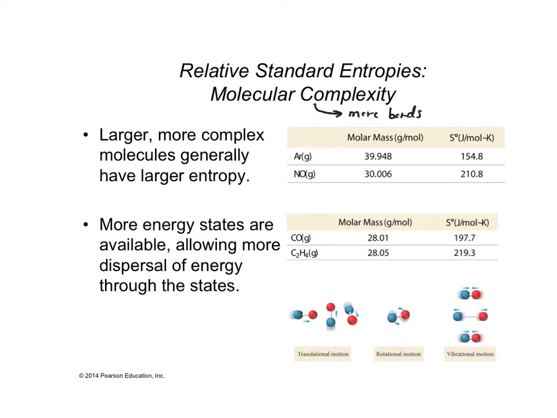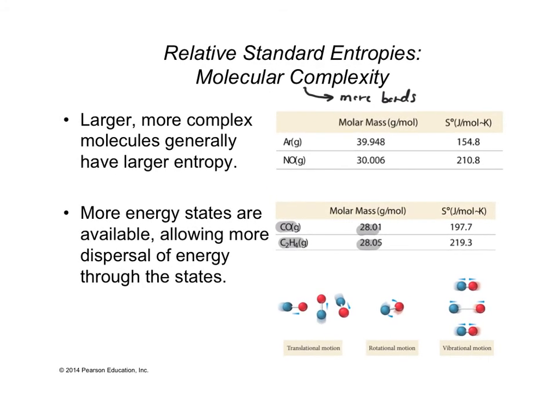So if we took something like carbon monoxide versus ethene, CO and ethene have similar molar masses. So if we utilize the original trend that I showed you, we would expect them to have similar standard entropy values, right? But what we find is that ethene has a much higher entropy value. Why do you think that is? What does it have more of comparatively to carbon monoxide?